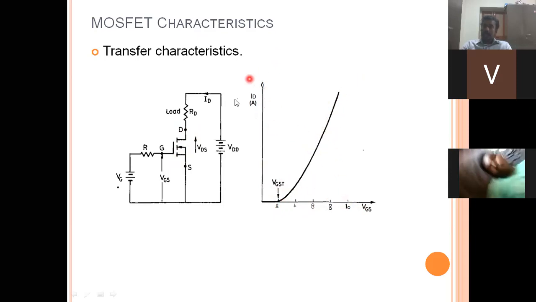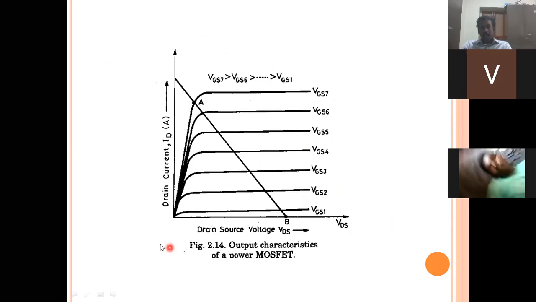The y-axis represents the drain current, and the x-axis is going to be the gate source voltage. These are going to be the output characteristics considered in the case of this MOSFET. So the drain current versus the voltage.